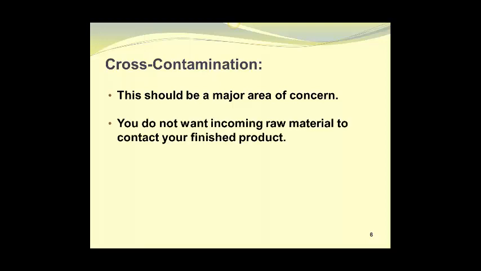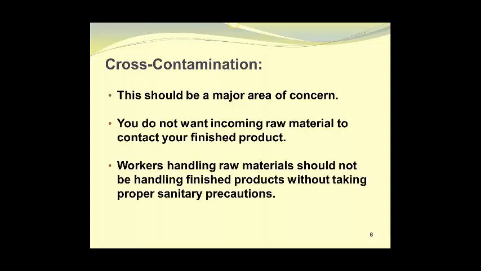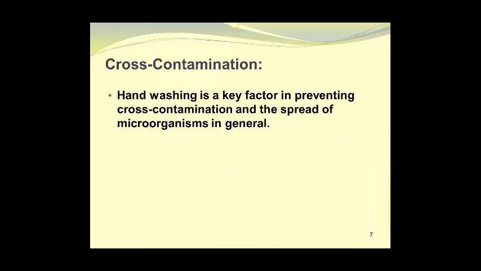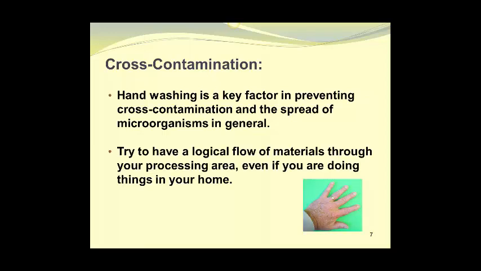Cross-contamination is a major area of concern. You do not want incoming raw material to contact your finished product, and this is what we mean by cross-contamination, where the finished product can be recontaminated by microorganisms that are present on the incoming raw materials. Workers handling raw materials should not be handling finished products without taking proper sanitary precautions. Hand washing is a key factor in preventing cross-contamination and the spread of microorganisms in general. Try to have a logical flow of materials through your processing area, even if you are doing things in your home. And the best step is to have total separation of incoming raw materials from the finished product.